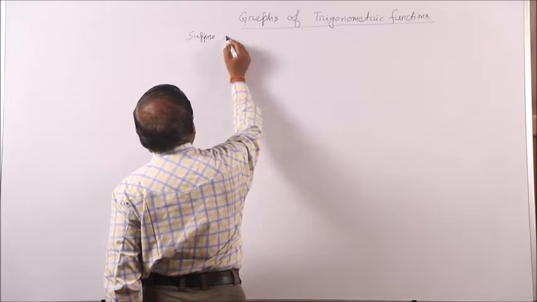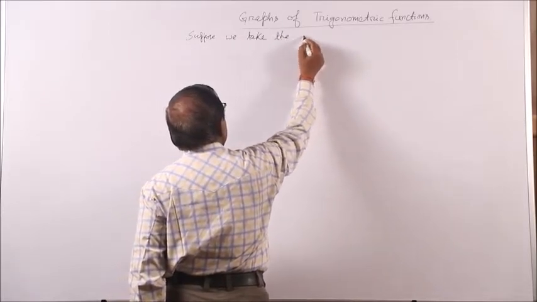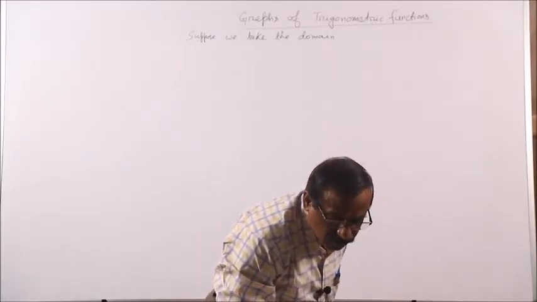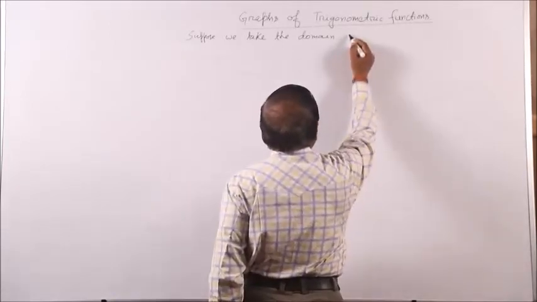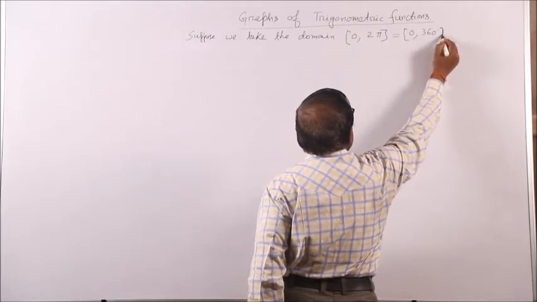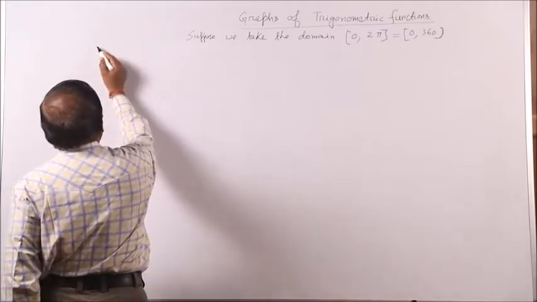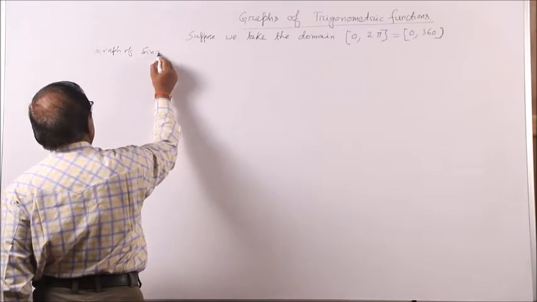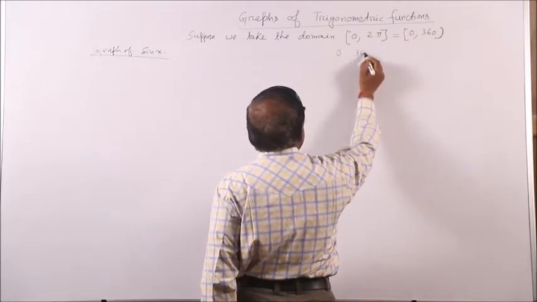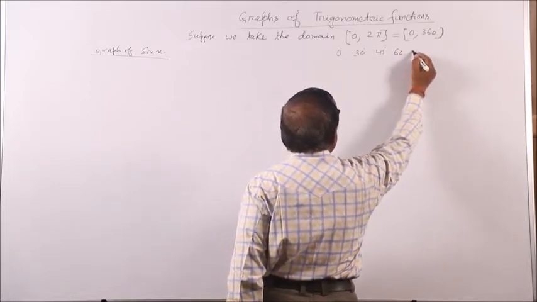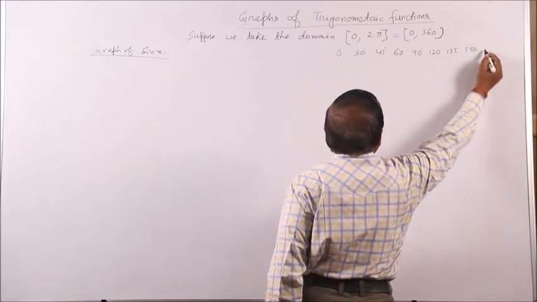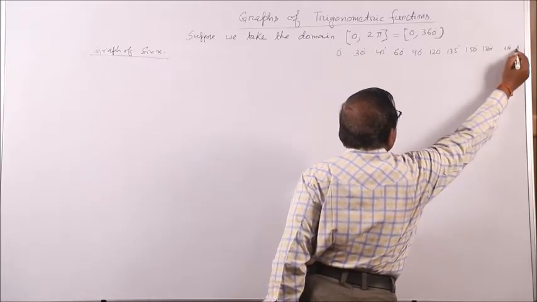Suppose we take the domain, see, the values 0 to... So, you take 0 degree, 30 degree, 45, 60, 90, 120, 135, 150, 180. So, say 270 and say 360.